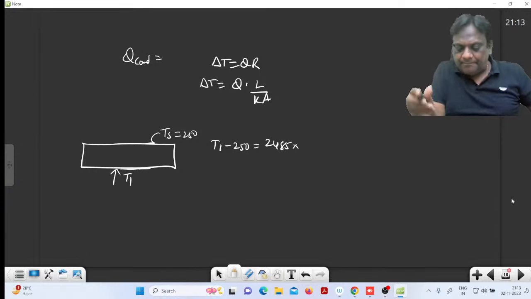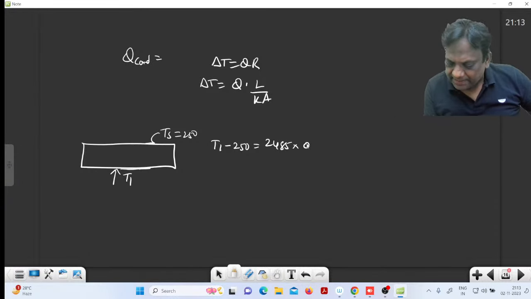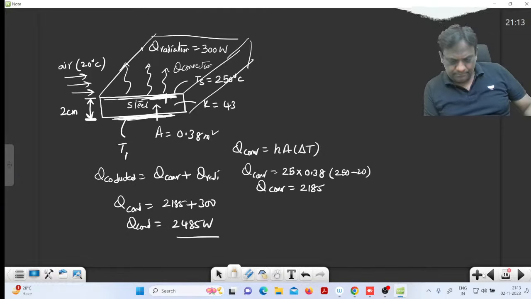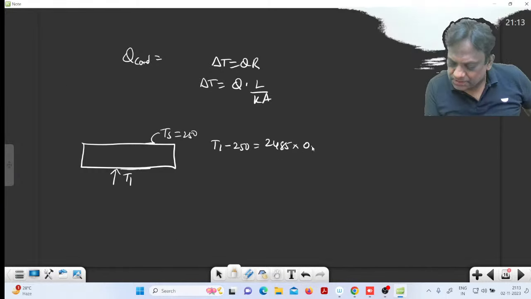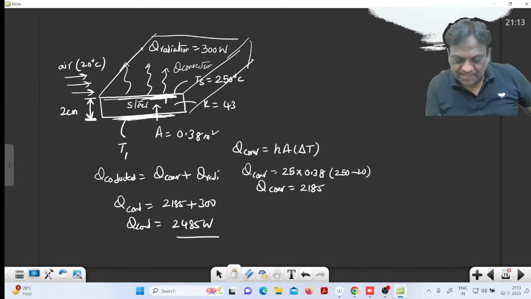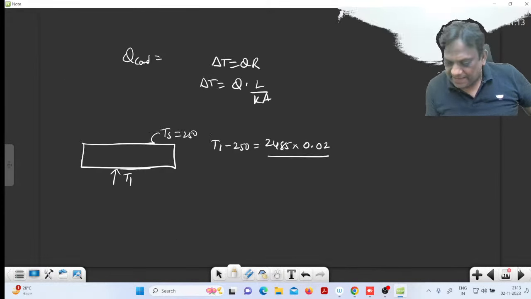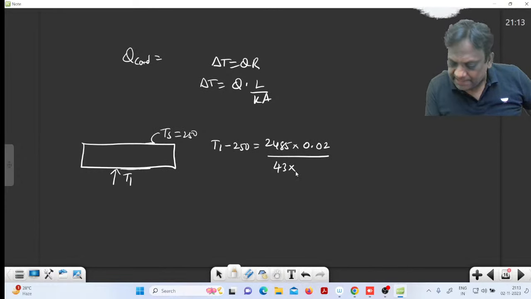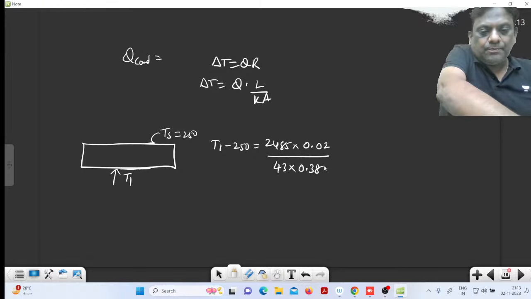Excellent students of India. L is 2 centimeter, no? 2 centimeter means 0.02 meter, by k. I think k is given as 43. The k of this plate is given as 43, and the area is 0.38. Is it correct, sir? Area is 0.38.